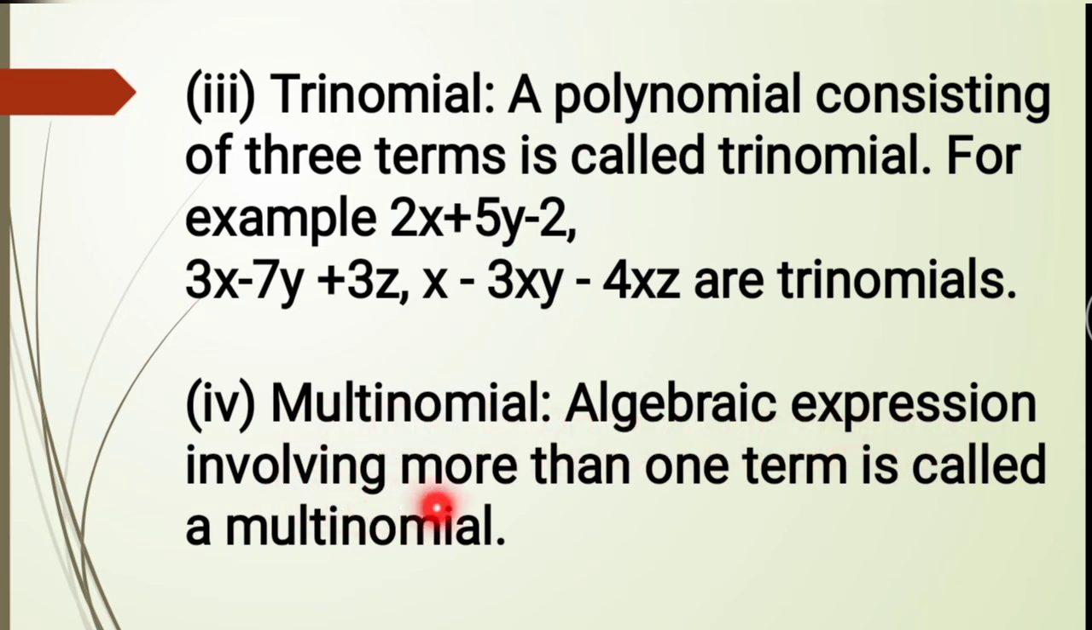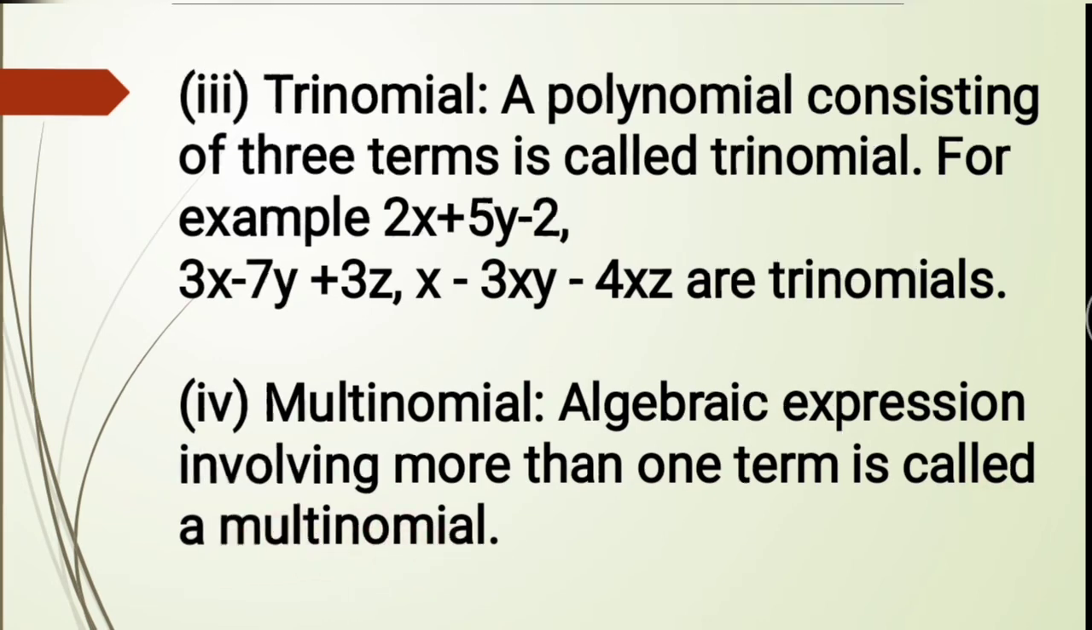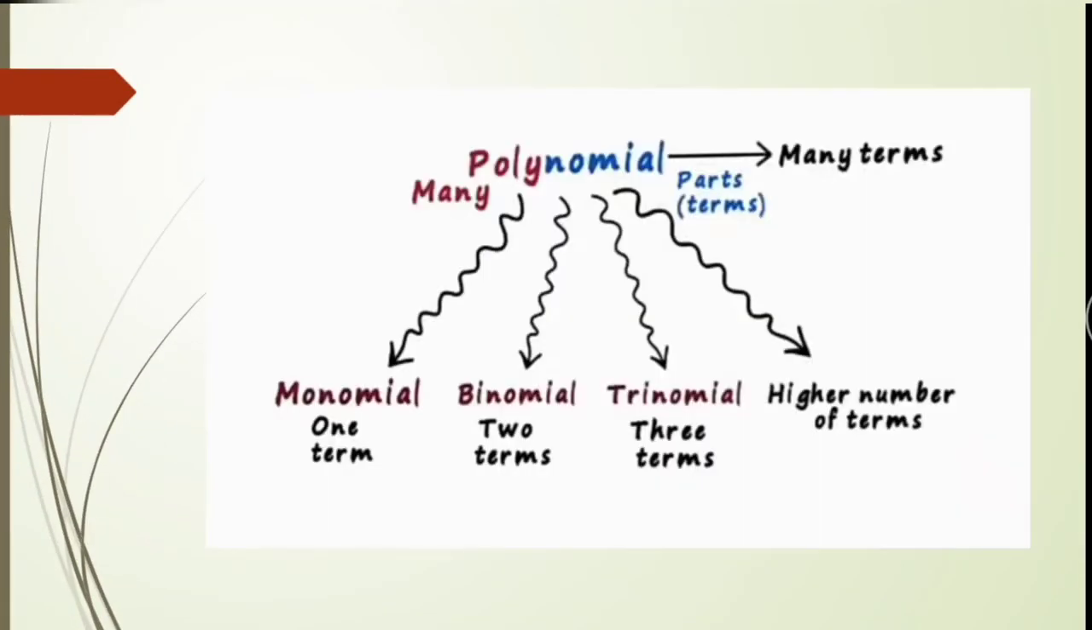Multinomials. An algebraic expression involving more than one term is called a multinomial. Polynomial: poly means many and nomial means parts or terms. It means polynomial means many terms. A polynomial having one term is known as a monomial. Binomial, two terms. Trinomial, three terms. And higher number of terms, that is multinomial.